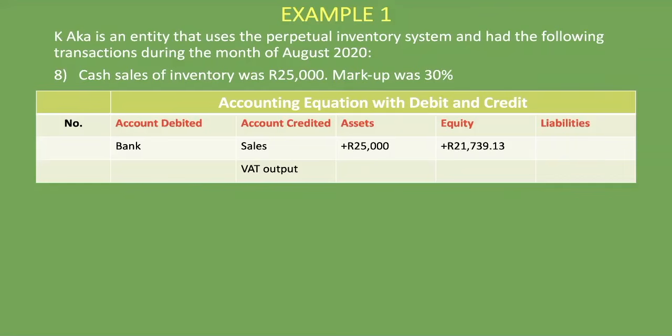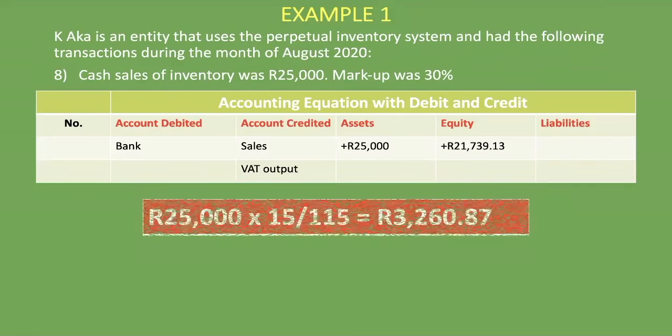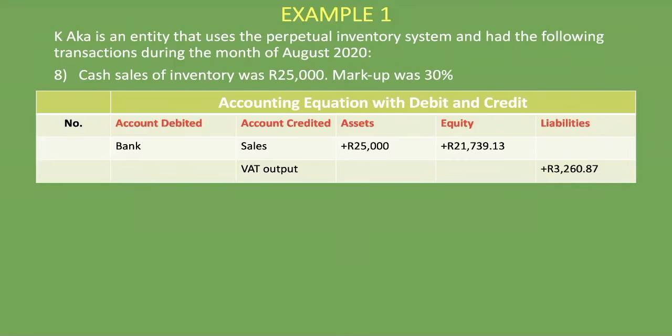And then the last one we have here is VAT output. So we're going to record it under the liability section as a positive as well. So we're going to take the 25,000 rand times 15 divided by 115, and it gives us an amount of 3,260 rand 87 cents, and we put it as a positive on the liability side. And as you can see, our assets still equals our equity plus liabilities. Now let's do the second transaction.